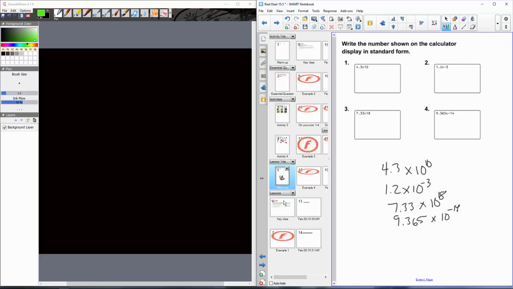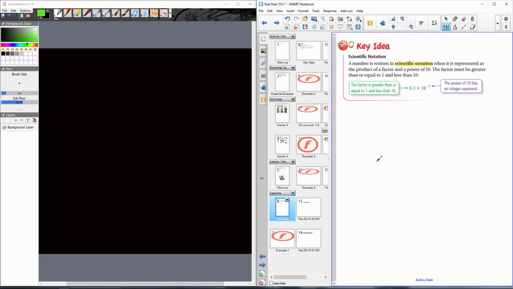So just so I know what this means. Our key idea here is just basically how to write scientific notation. And really, the decimal has to be between the first 2 whole numbers. So between 1 and less than 10. The power of 10 has to be an integer exponent, is what I have to do here.